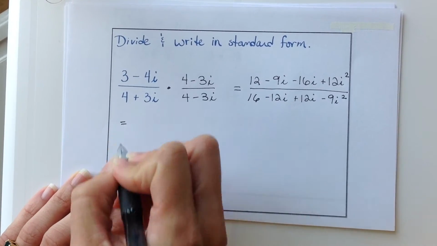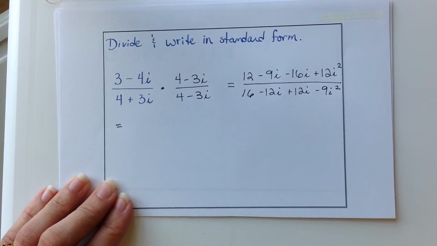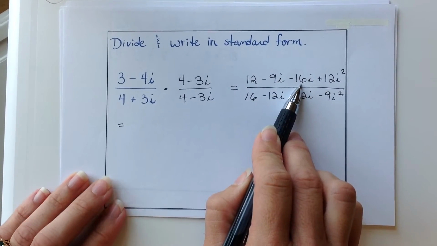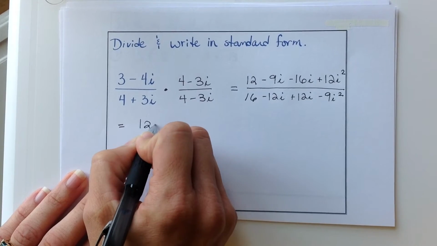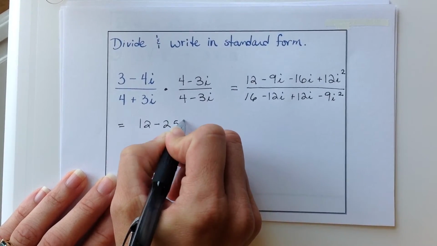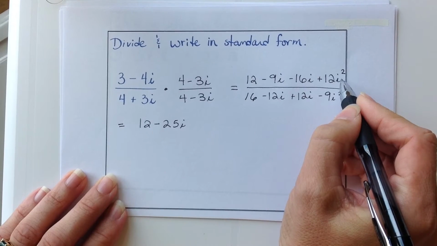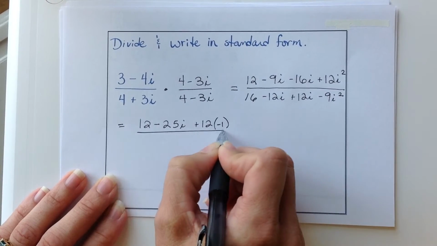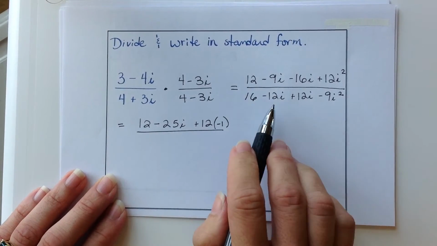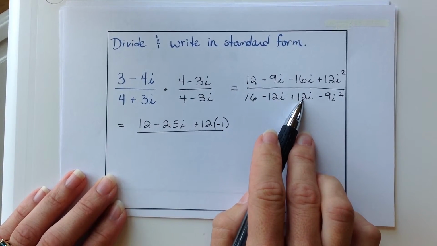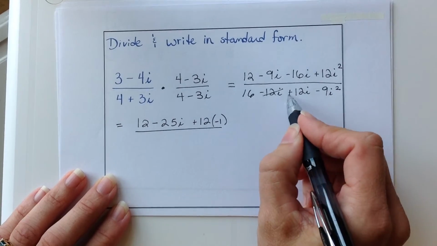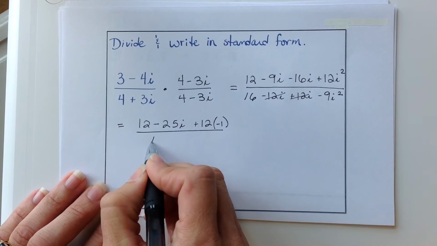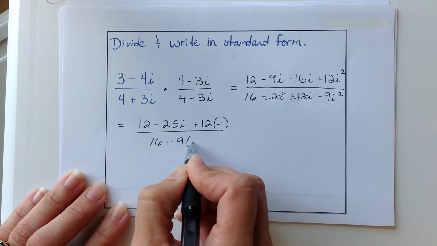All right, so we're going to have to do some of the same stuff that we did with the previous problem. The two terms right here in the middle you're going to be able to combine. So I have 12 minus 25i, and then I'll replace the i squared with negative 1, so I'll have plus 12 times negative 1. All right, do those same steps on the bottom. But when I go to combine these two terms in the middle in my denominator, they're going to add out. But I also replace the i squared with negative 1, so I've got my 16 minus 9 times negative 1.